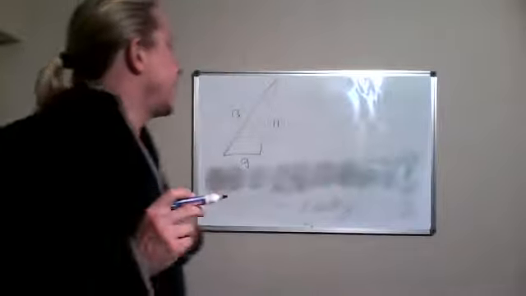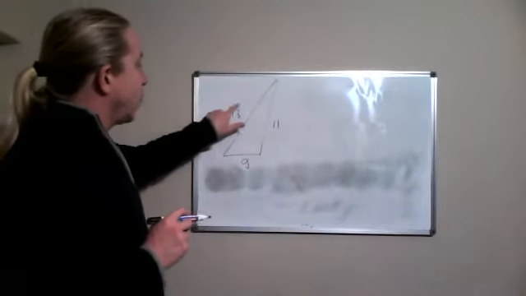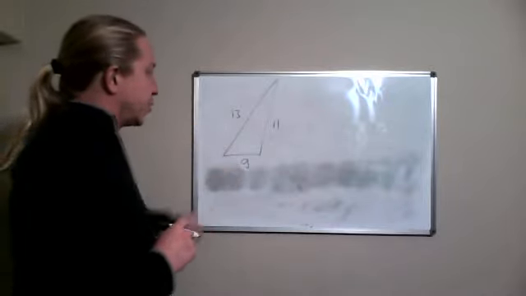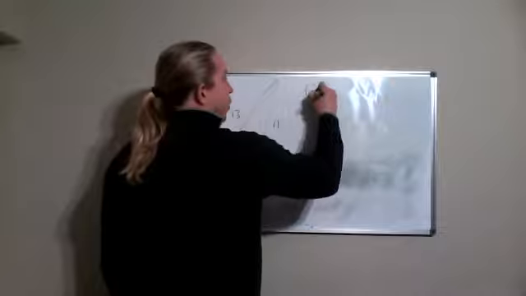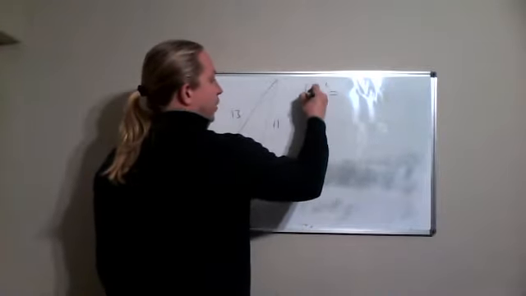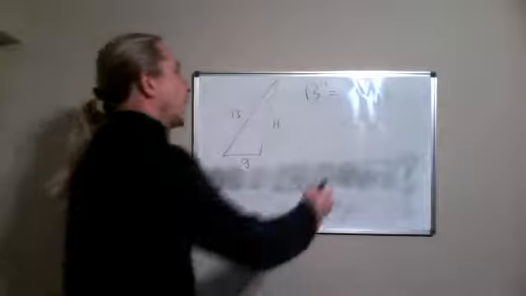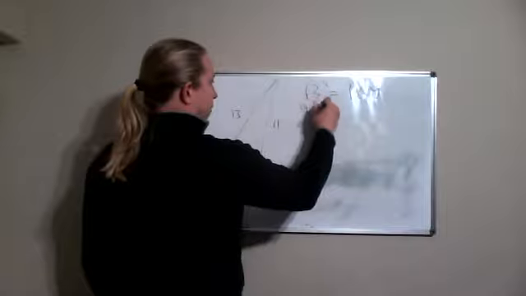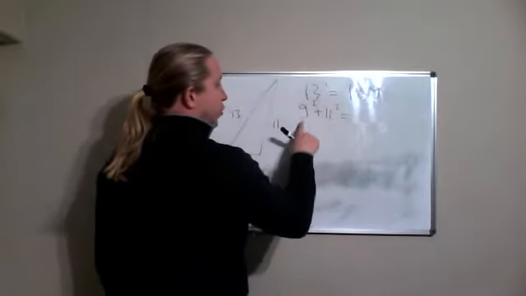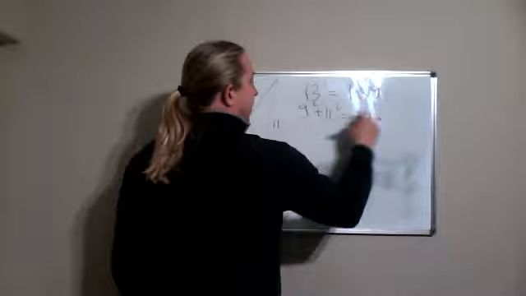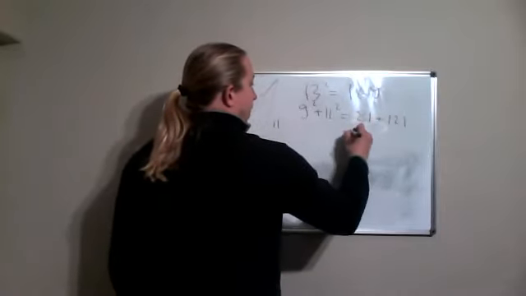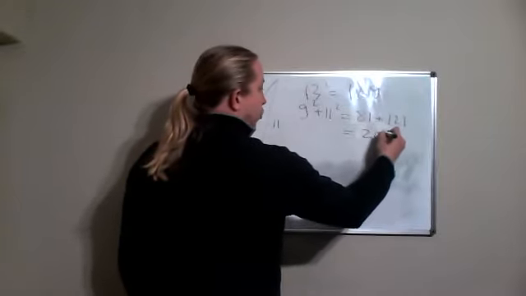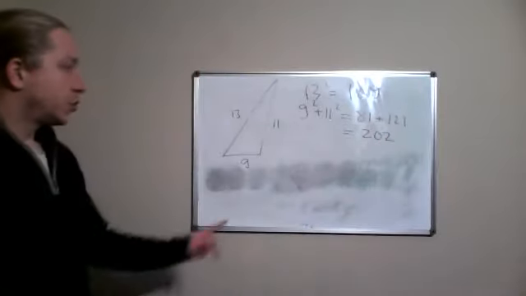Right, so let's try to classify it. So we need to find out whether this squared is bigger, less than, or equal to the sum of these squared. Okay, let's find out. So 13 squared equals to what? 13 times 13 is 169. Okay. 9 squared plus 11 squared equals to 9 squared is 81 plus 11 squared is 121. And that equals to 202.